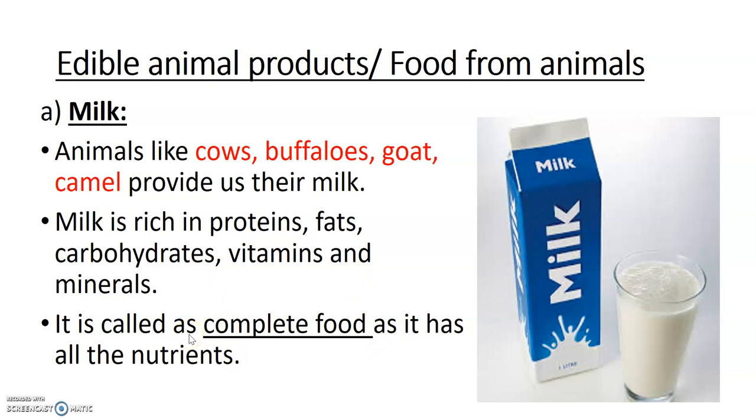And now I hope you understand why your parents are behind your life to drink milk twice a day. Because it is really a nutritious food. So next time when you say no to milk, just think of how many nutrients you are going to get out of it. So milk is obtained from animals: cows, buffaloes, goat, camel, etc. It is rich in protein, fat, carbohydrates, vitamins and minerals, and it is said to be a complete food because it has all the nutrients in it.